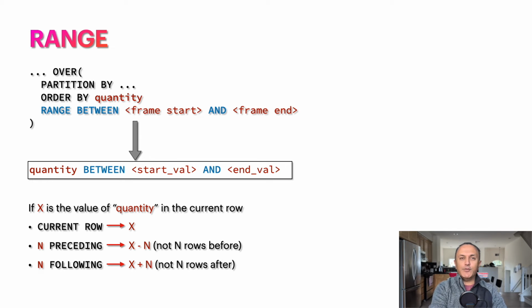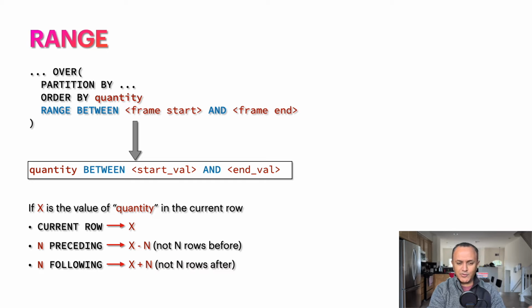And the same thing applies to following, of course, except here it's plus n. So again, if the current row has quantity 500 and you say 100 following, this means that anything between 500 and 600 is included. So this is basically how we define this.